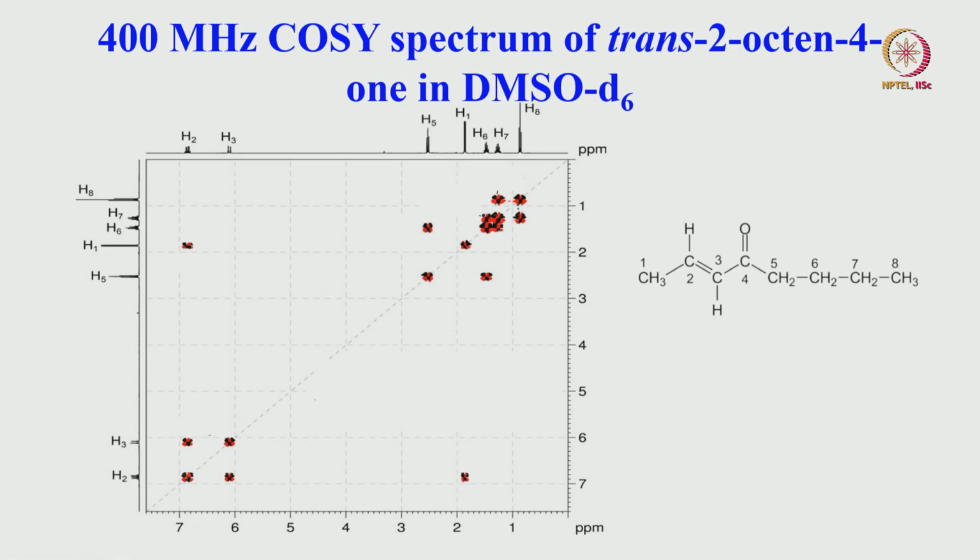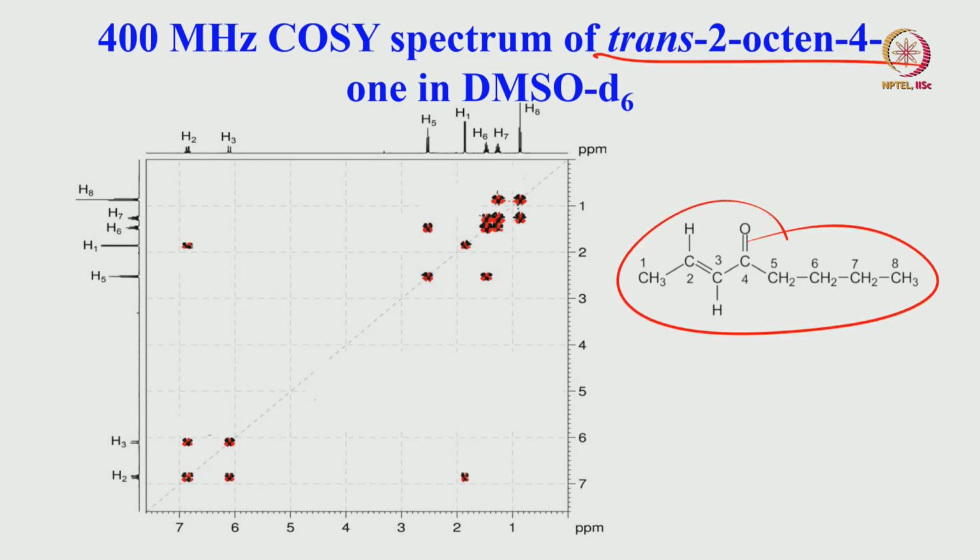We did cis-pentene yesterday in the last class. Now we will start with another molecule here. This is the molecule, trans-2-octen-4-one in DMSO. This is the NMR spectrum. This is a COSY spectrum.